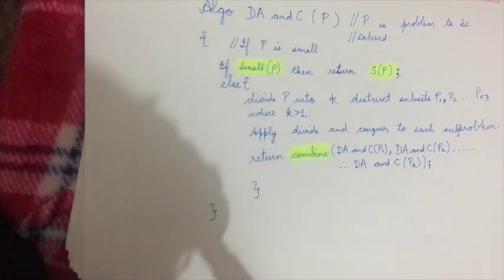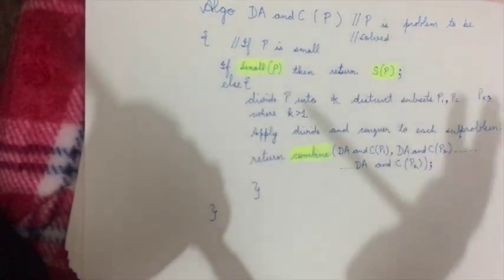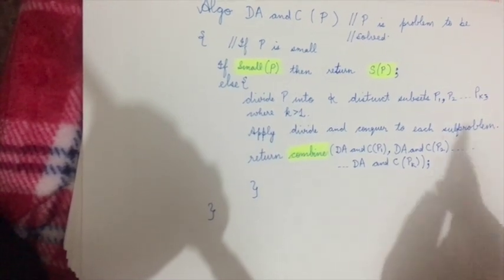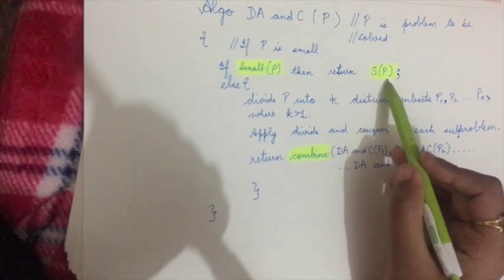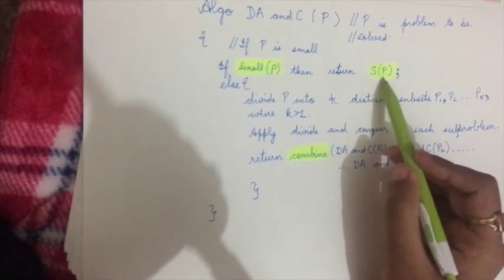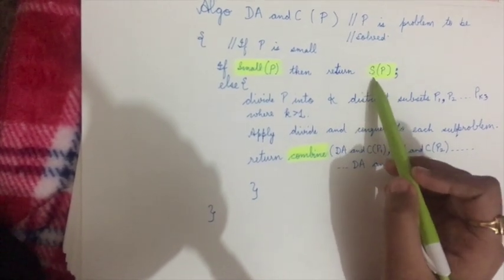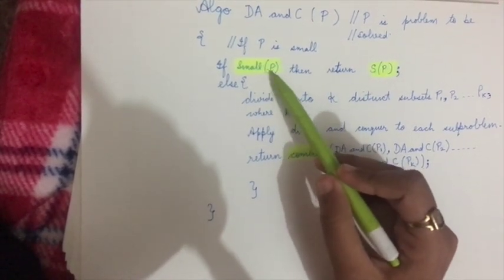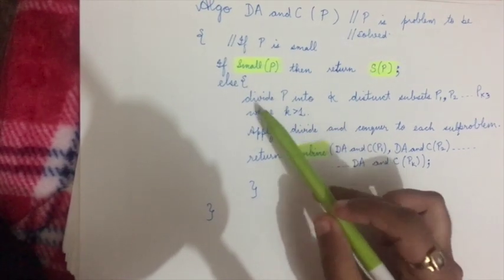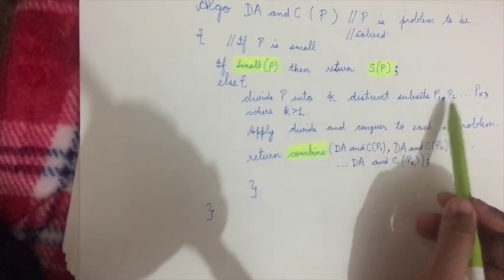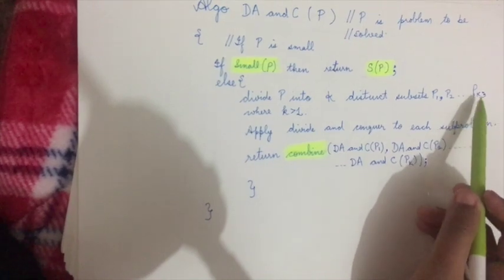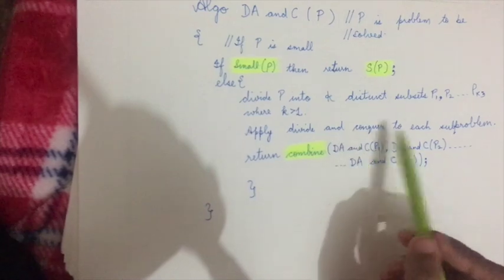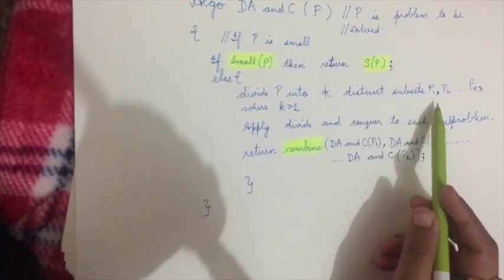Suppose I have a bigger problem, okay, and every part of this problem is solving or doing some operation. So this S(P) is a solution to the smaller problem. Okay, so when are we going to find the solution to the problem? Whenever we have P as very, very small, that we can find the solution. Else what we are going to do, we'll divide P into k distinct subsets, P1, P2, and so on up till Pk, as we discussed, where k is greater than 1, then we'll apply divide and conquer to each sub problem.